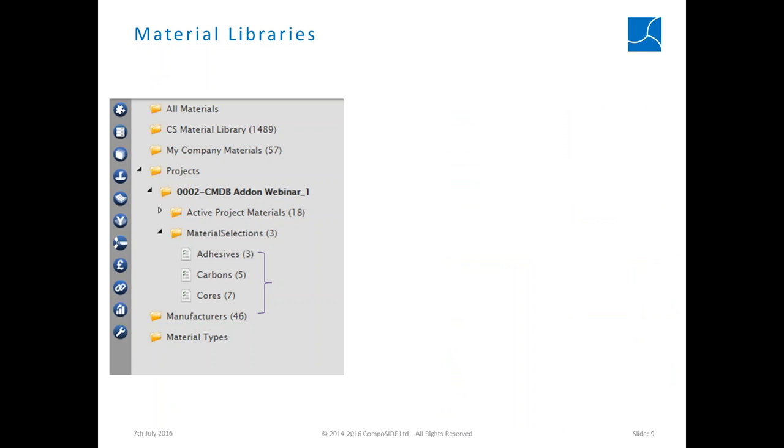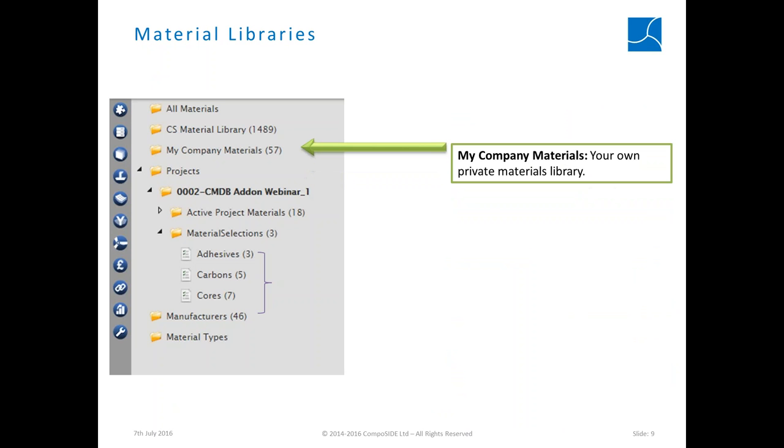Just a brief overview of how those material libraries interact together. So we have on the left our tree menu, typical of CompoSIDE. As you can see, I have in my company material close to 60 materials. This is the standard one provided with any new CompoSIDE customer. And you can import your own material, as I mentioned, in this private library.